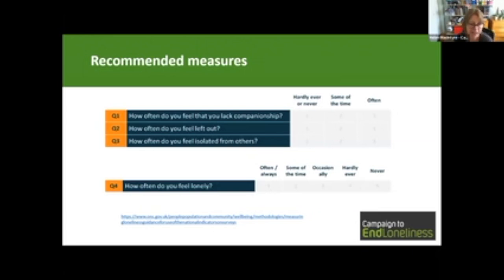So here are the recommended measures. I'm sure many of you are very familiar with them. The 3-item UCLA scale with indirect measurement items about frequency of lacking companionship, feeling left out, and feeling isolated from others. And then there's this single additional direct measure about frequency of loneliness. And the recommendation is that if you're only able to ask one question about loneliness, that this should be it.